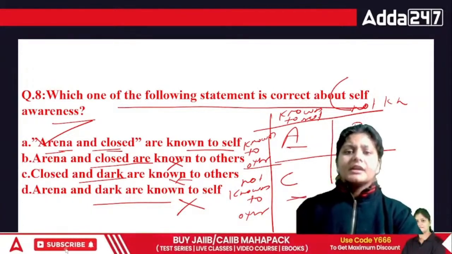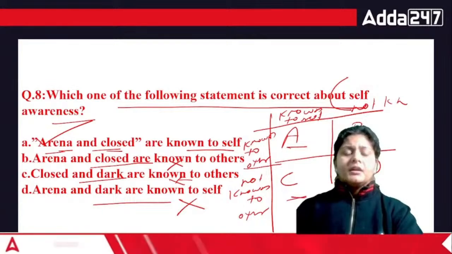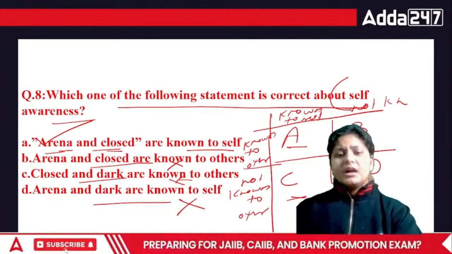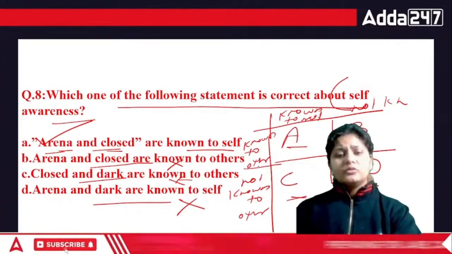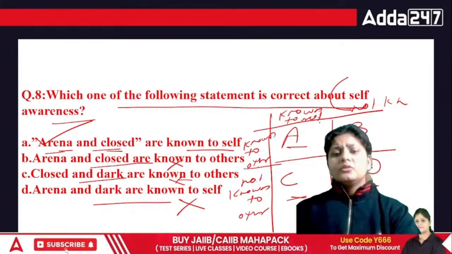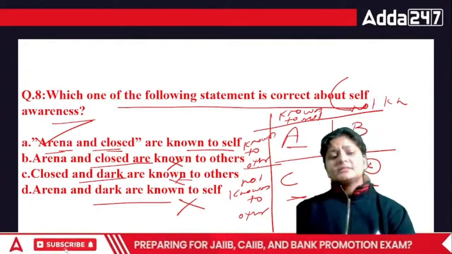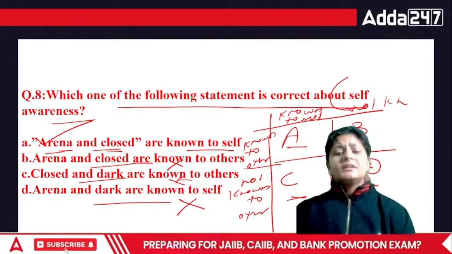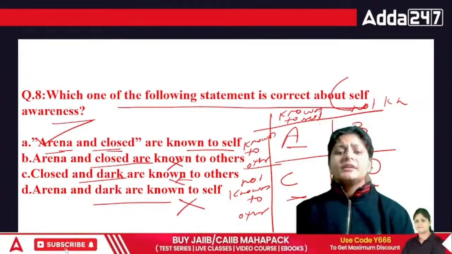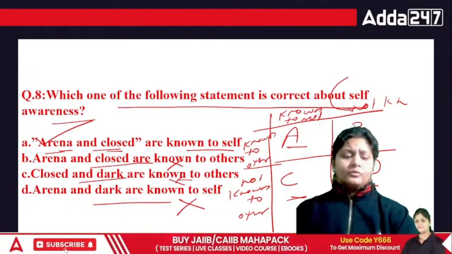So this is a very, very important topic. And when we are talking about the Johari window, please remember this picture. Upper one is known to other, not known to other, known to self and not known to self. A, B, C, D. Simple. Okay. So just remember this picture. If you remember this picture, then definitely it will be easier for you.